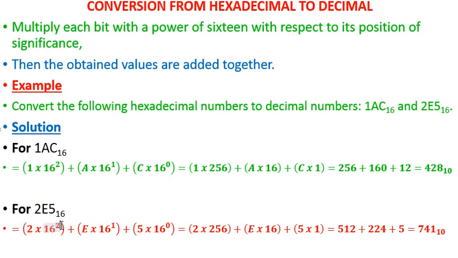16 squared means 16 times 16, which gives us 256, multiplied by the 2. And 16 raised to power 1 should be 16 times E, and 16 raised to power 0 should be 1 times 5. So 2 times 256 will give me 512, and this E, if you can remember, is 14. 14 times 16 will give me 224, and here 5 times 1 should give me 5. So let's add everything here: 512 plus 224 plus 5, I will get 741 base 10.